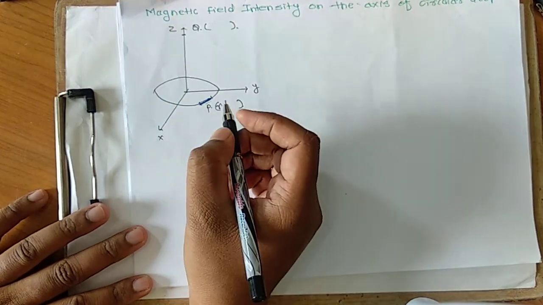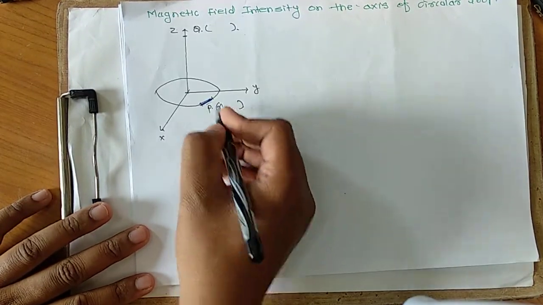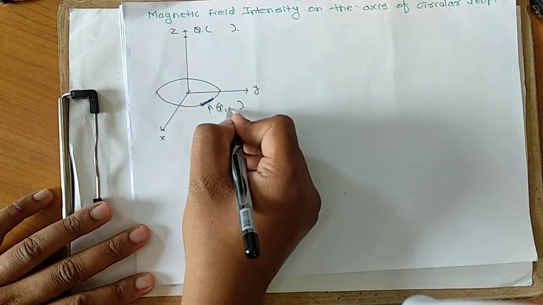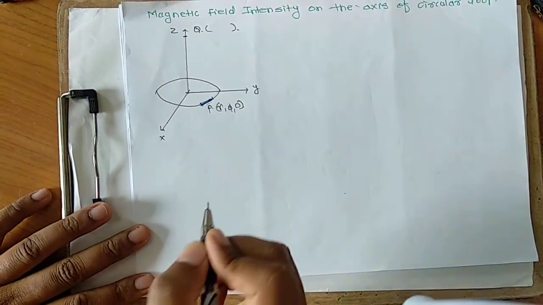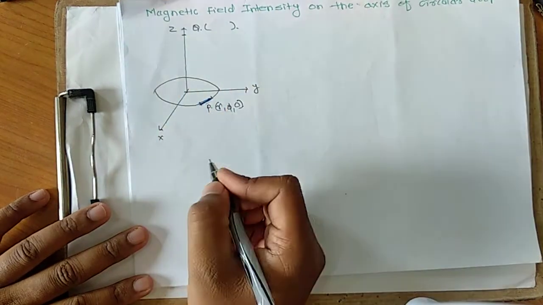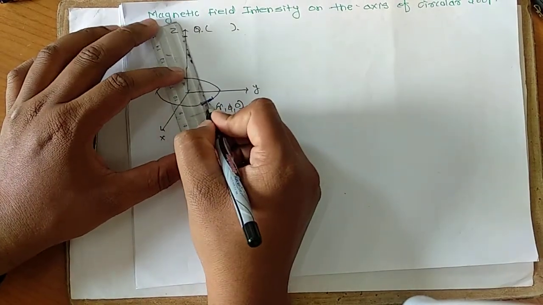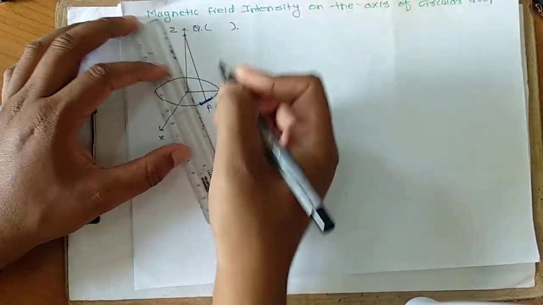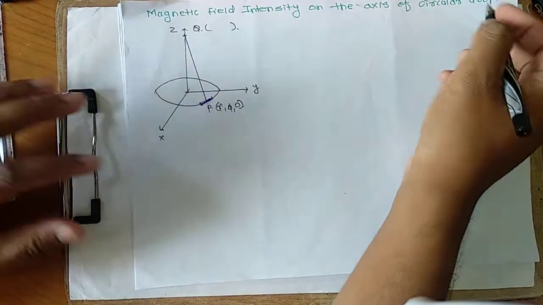Again, we think of it as a cylindrical coordinate system. So R, some angle will be there, that is phi, and then what about the Z coordinate? The Z coordinate is 0. Now we have to find this part also, because we want to calculate, due to this point, the magnetic field intensity on the axis of the circular loop.